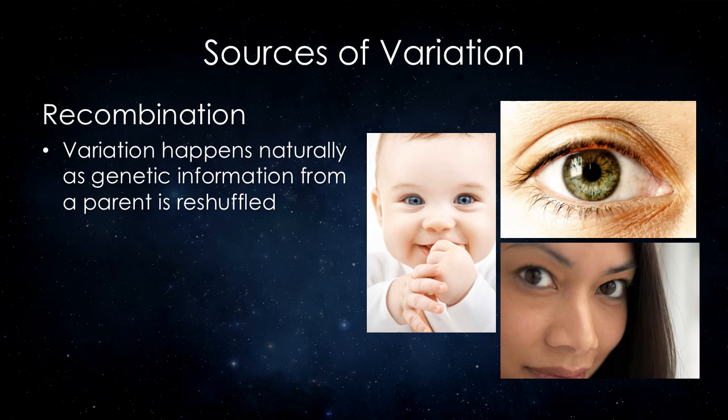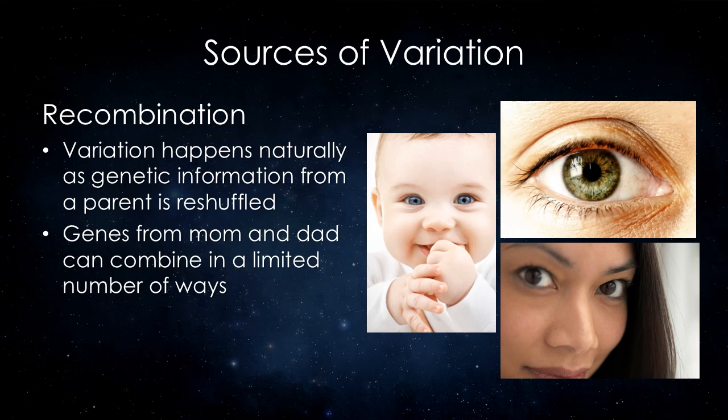A certain amount of variation happens naturally during the process of meiosis as genetic information from a parent is reshuffled. Then genes from both mom and dad can combine in a limited number of ways to create variation in things like the hair color, height, and facial features of their offspring. It's important to realize that this does not create any new information. It just reshuffles the genetic information that was already there.